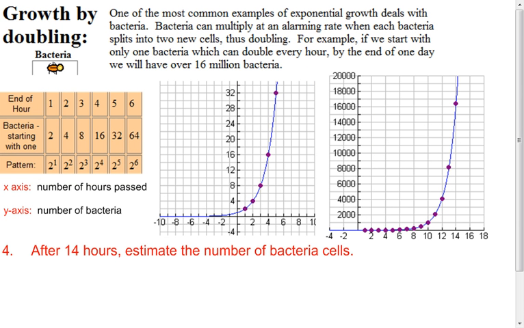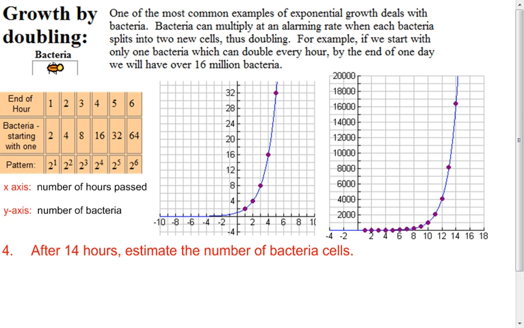All right. And then here we're talking about exponential growth and bacteria. Okay. So it says bacteria can multiply at an alarming rate. When bacteria splits into 2 new cells, then it doubles. For example, if we start with only 1 bacteria, which can double every hour, by the end of 1 day, we will have 16 million bacteria. So this says, after 14 hours, estimate the number of bacteria cells.